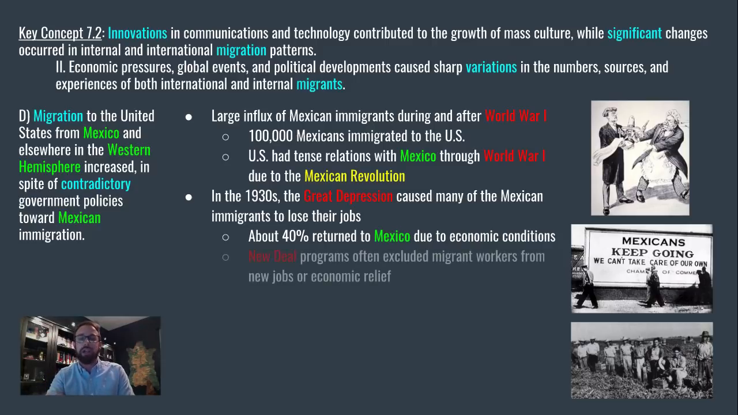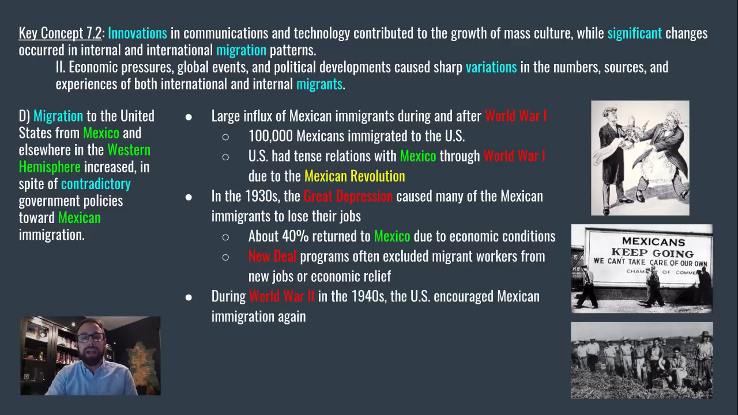Additionally, and this is ahead of ourselves, but there's going to be a response to the Great Depression called the New Deal, where the government creates programs in order to provide direct relief and recovery for our economy. Those programs usually excluded migrant workers from Mexico specifically from receiving any of that relief or any of those new jobs. So we see that as time goes on, there's kind of an increase in Mexican immigration, a decrease again, and then we're going to see an increase again during and after World War II in the 1940s, when our economy is in need of a sort of laboring or migrant laboring force again.